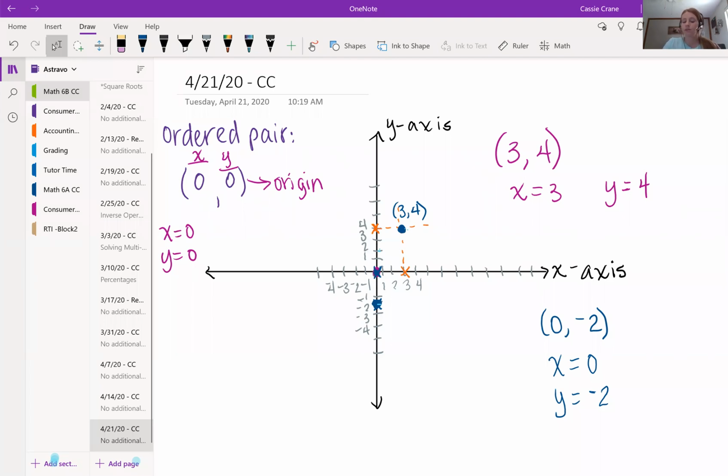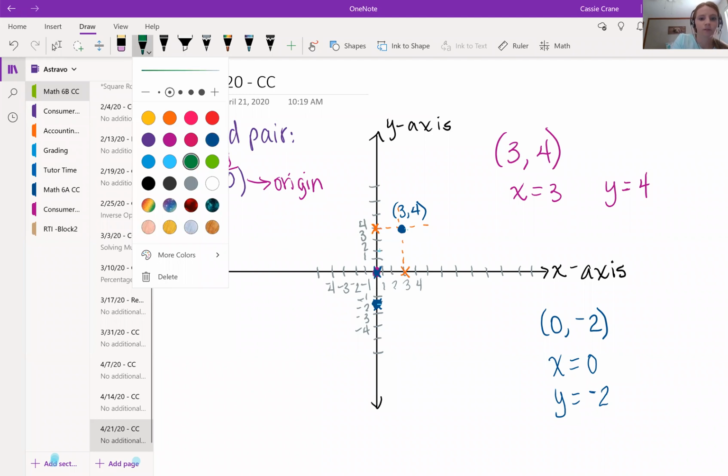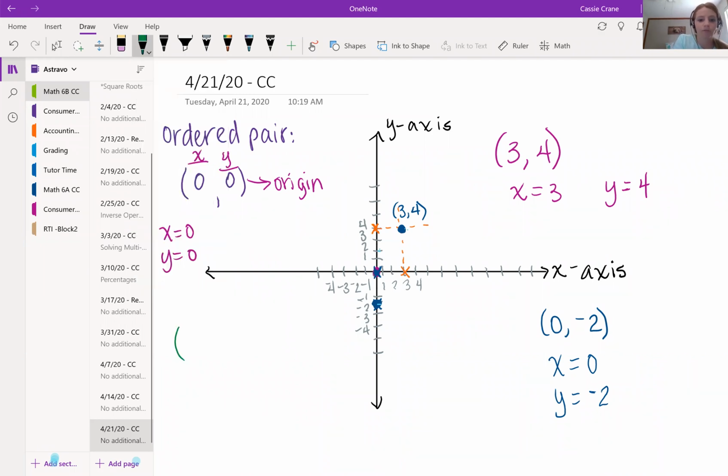Okay, so that one is on the axis itself because the x value is 0. All right, let's do one more example. This time we're going to have both negative values. Let's say it's -1, -3.